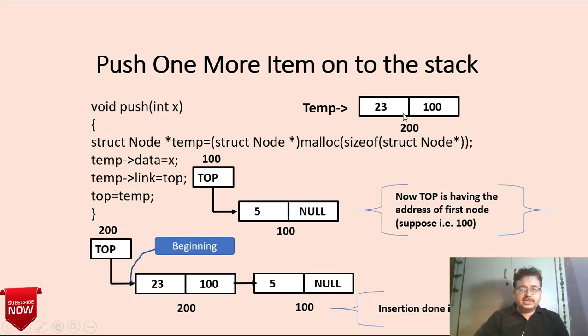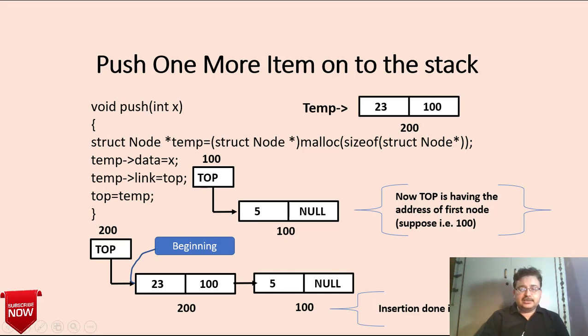Now the question arises: who is holding the address of this second node? We are assigning the address of this temporary node, or you can say the newly created node, to top, which is the start, or you can say the top of the stack. It means every push operation changes the address held by top. So top will indicate only the top of the stack.